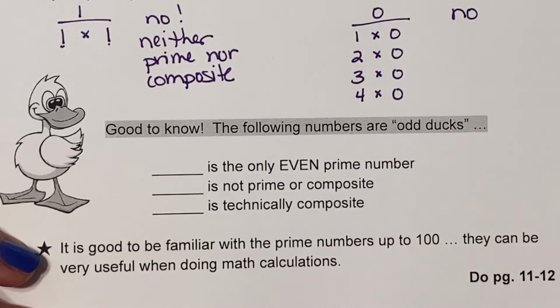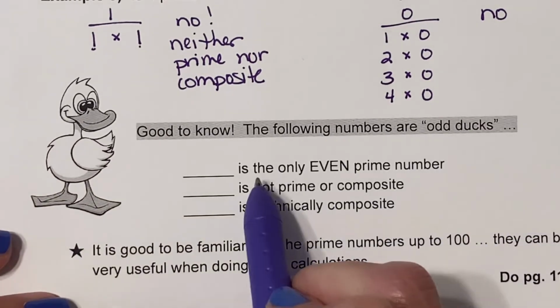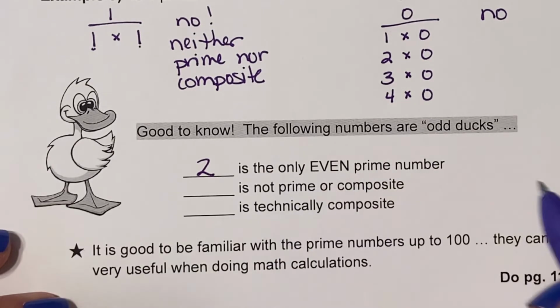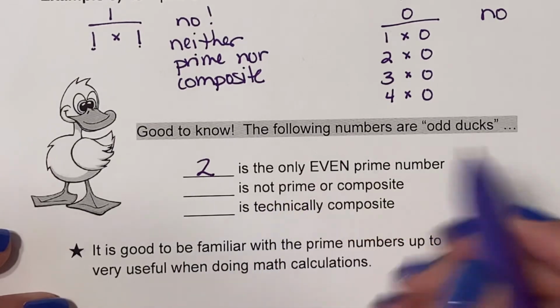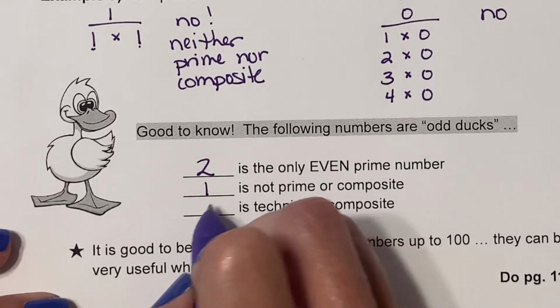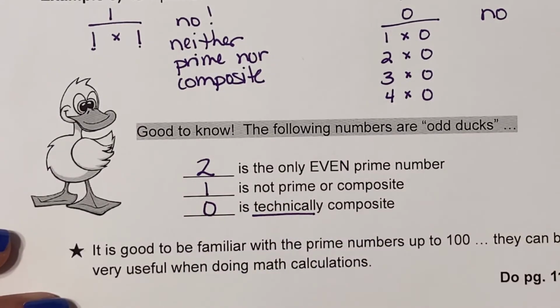The following numbers, we call them little odd ducks. They're just odd. 2 is the only even prime number. Every other even number is composite. 1 is not prime or composite, it's special. And 0, technically it is composite because it has multiple factors, but we don't really think of it as composite. We just kind of think of it in its own special little world.